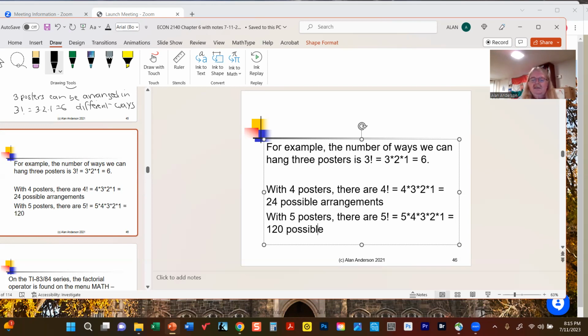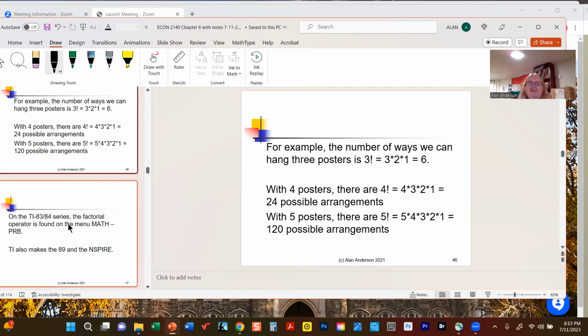$120. And it grows very, very quickly. So that's one you don't want to count yourself. Like 5 posters, even 120, I don't want to count those all. Now, this is our first opportunity to learn some of the cool features on your calculator.